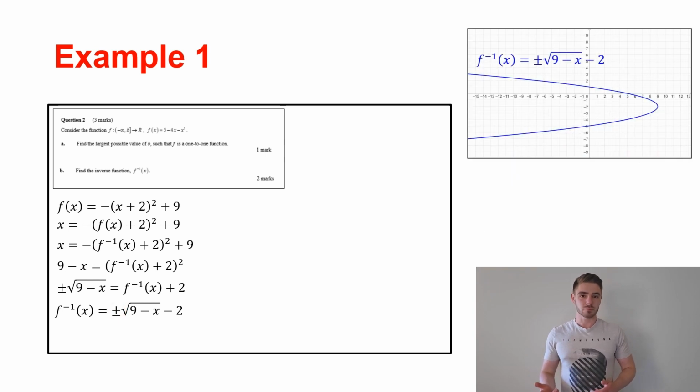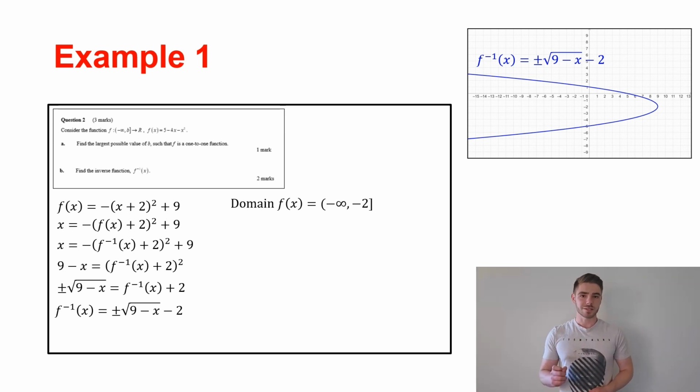Now this is fine if we were trying to find the inverse to the entirety of f of x, but we're not. f of x has a restricted domain. This is where we can use this idea that the domain and range swap. The domain of f of x is from -infinity to -2. We found that in part A.